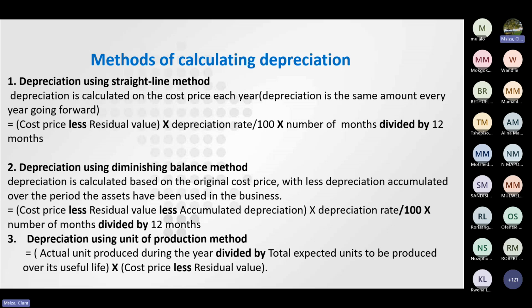Then you also have depreciation using the unit of production method. Here, the actual units produced during the year divided by total expected units to be produced over its useful life, times cost price less residual value. It's almost the same, but here they will give you the expected number of units that will be produced by that machinery for its entire useful life.